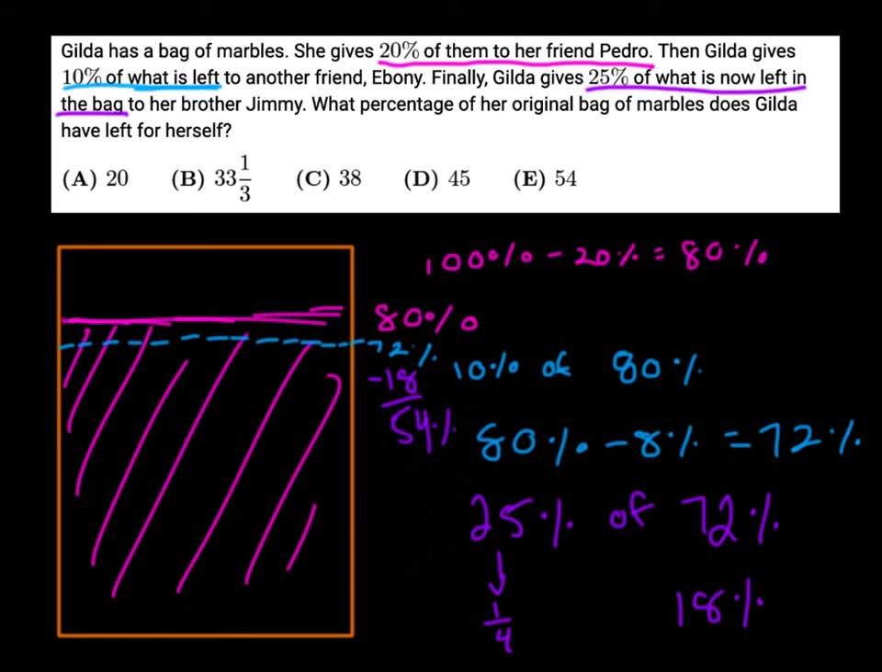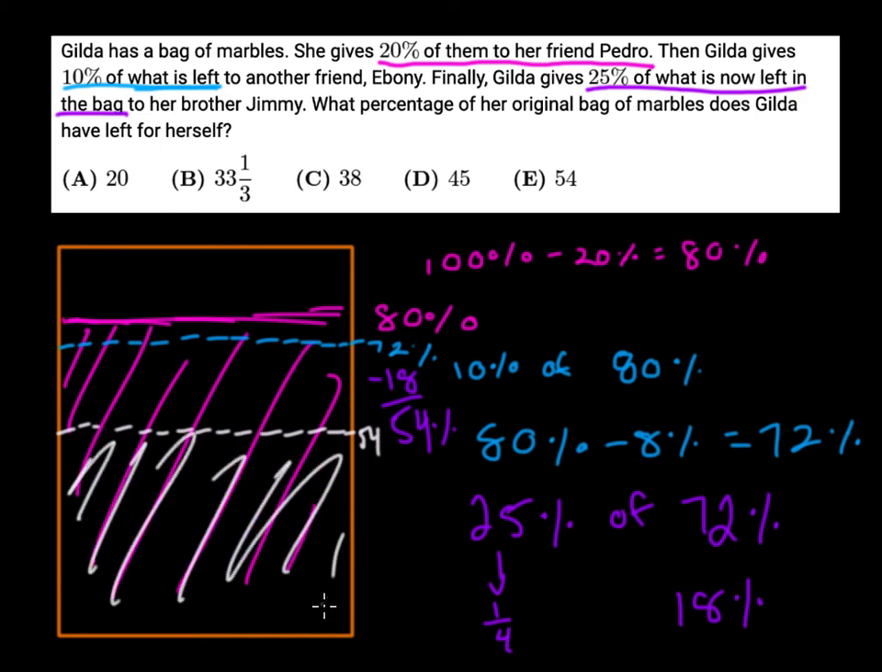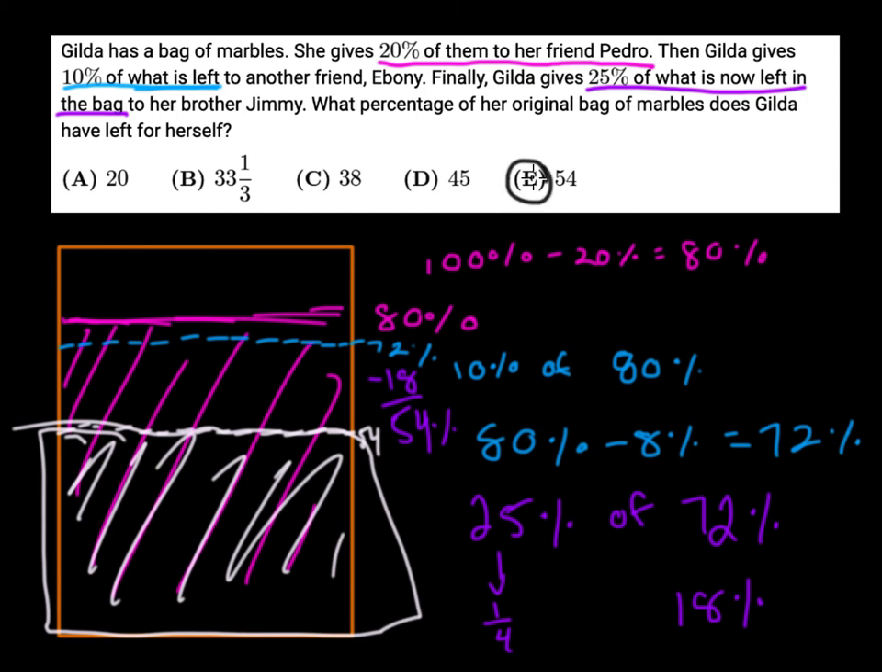So our next mark here will be at the 54% mark. Guessing this is about 50, so maybe right here could be 54. Again, this is all approximate, just wanted to show it that way. So this is the remainder that Gilda has left for herself, 54% of her original bag of marbles. So on our AMC 8 test, it looks like that is answer choice E.